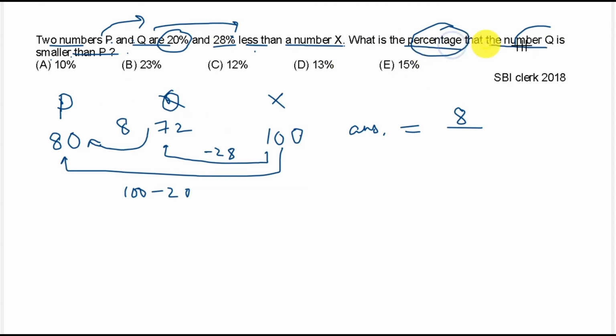It says the percentage that the number Q is smaller than P. So you are comparing with P. So in the denominator, which value will come? 80. The value of P will come. Then since we are asked to find the percentage, so we have to multiply by 100. So cancel this and this, then this and this. So what is the answer? The answer is 10%. So the correct answer is A. Let's move to the next question.